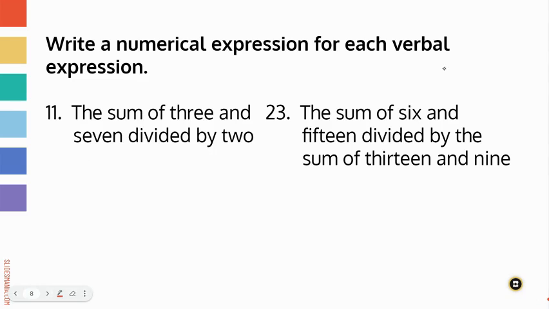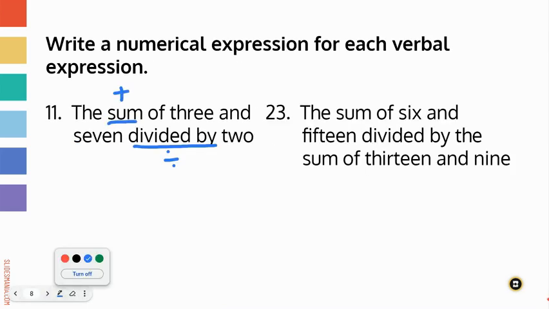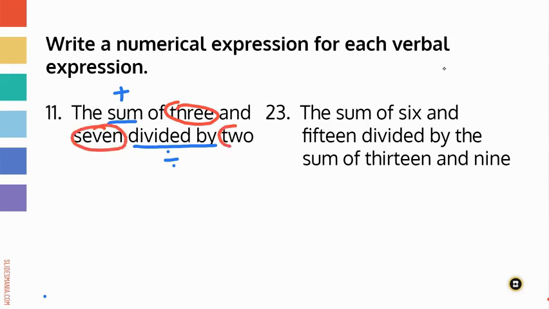Okay, so we're going to identify our operation words. So we've got sum, which means addition. And then we've got divided by, which means division. And then for our numbers, we've got 3 and 7 and 2.